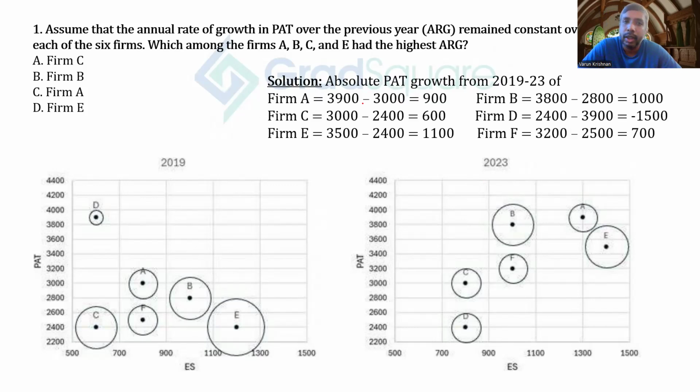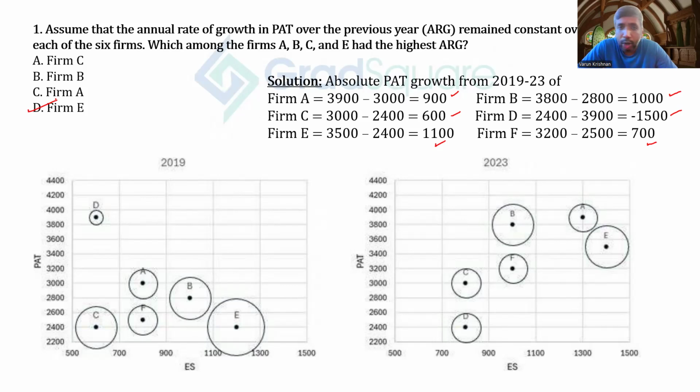If I calculate that, then I get for firm A, the PAT in 2023 was 3,900, and in 2019 was 3,000. So it has grown by 900. Similarly, firm B has grown by 1,000, firm C has grown by 600, firm D has grown by minus 1,500, firm E has grown by 1,100, and firm F has grown by 700. So for all of this, which is the maximum, of course, firm E is the maximum, and that's why option D will be the correct answer. It's as simple as that.